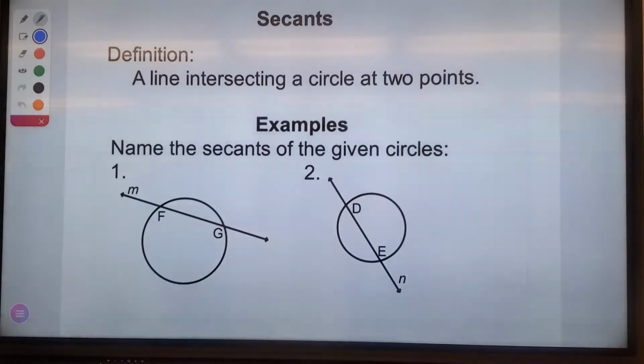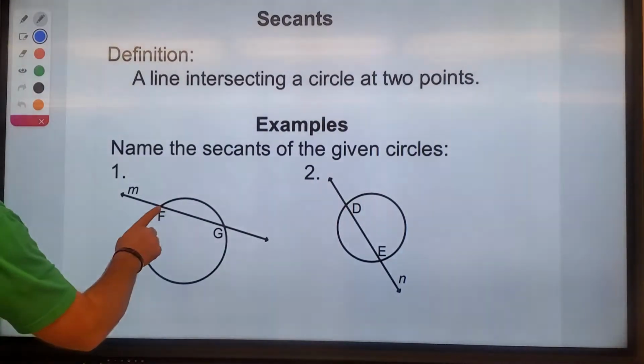Secants, again, these are geometric secants, not trigonometric secants, if I can talk today. By definition, this is a line that intersects a circle at 2 points. So for the example here, I'm going to give you 3 different options as far as my answer goes. So we're going to name the secants of the given circles. Notice that these are now lines. They're not segments. They are lines that go through the circle and they cross the circle at 2 points.